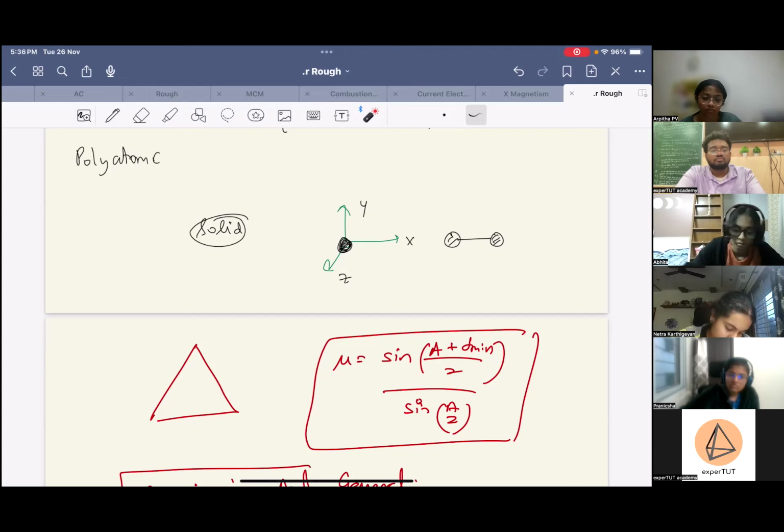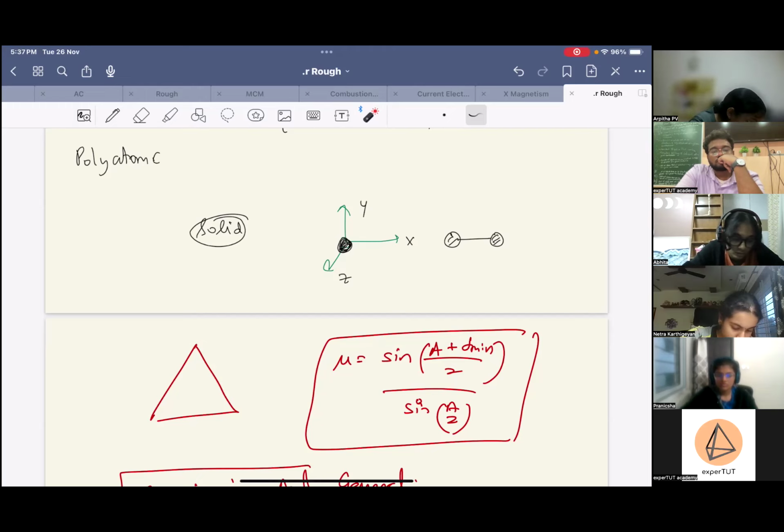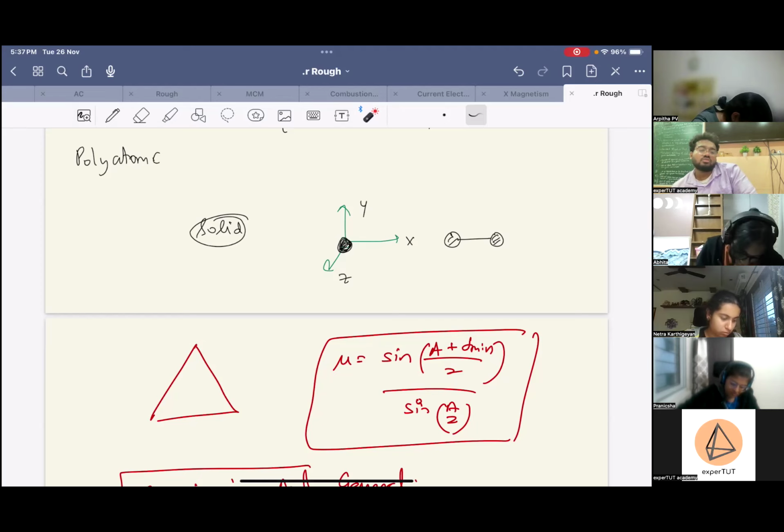Relaxation time is the average time between collisions of gas molecules. Yeah, relaxation time is the average time between collisions of gas molecules. Okay.